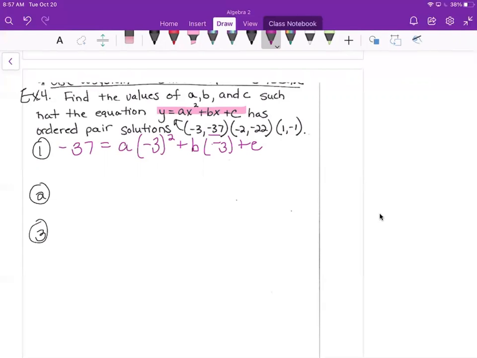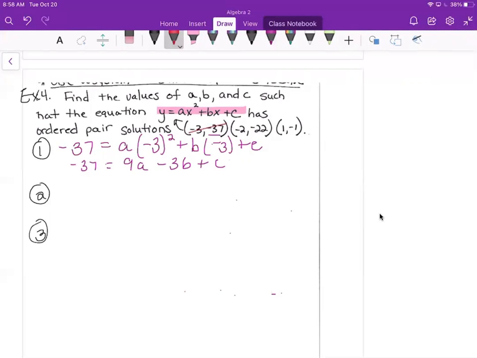first do order of operations. -3 squared is a +9. So we're going to have -37 equals 9a minus 3b plus c. All right, we've done the first point. Let's go ahead and do the second point. I'm going to cross it out because it's done.